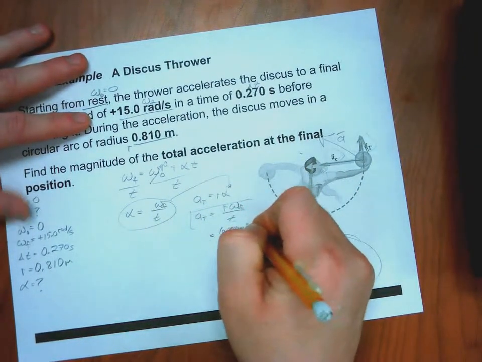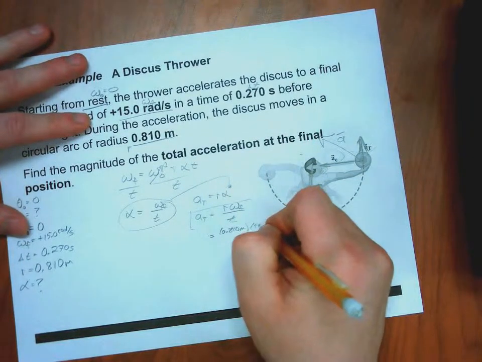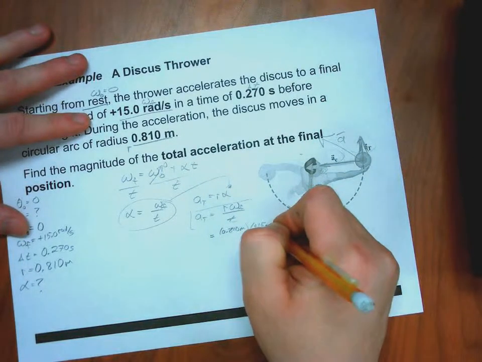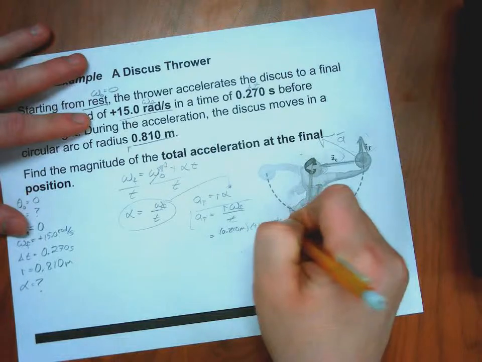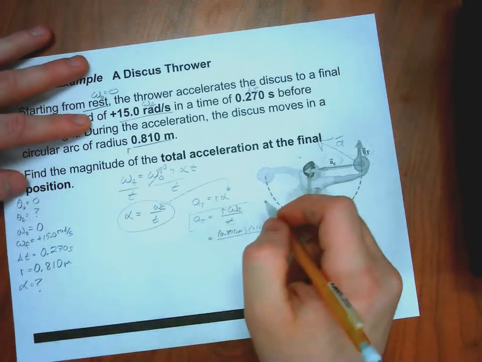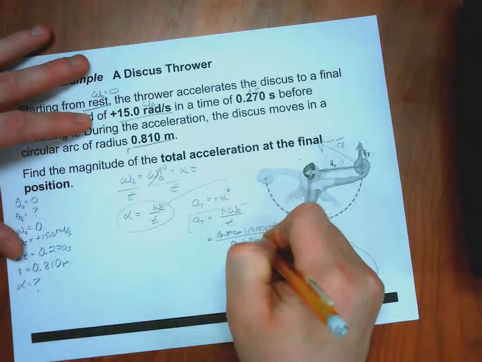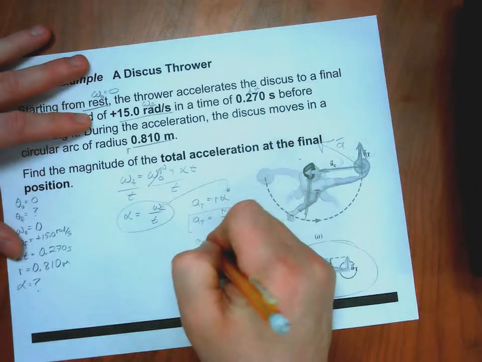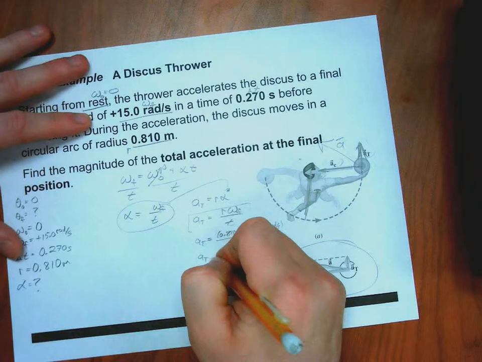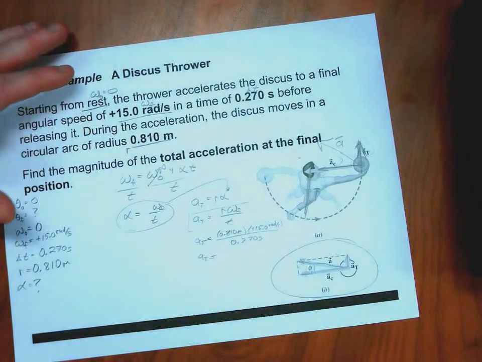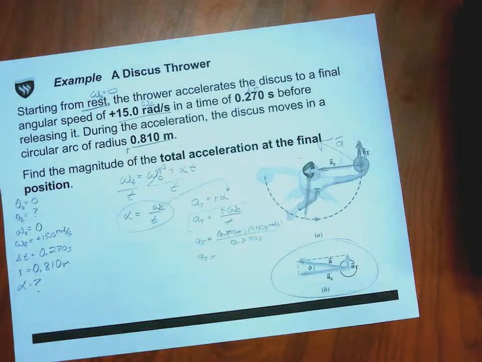0.810 meters times plus 15.0 rad per second over time, 0.270 seconds. So a_t is equal to 45 meters per second squared.